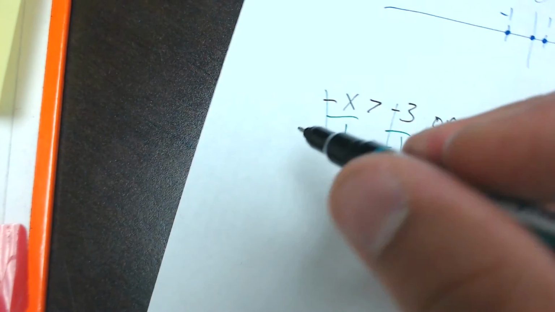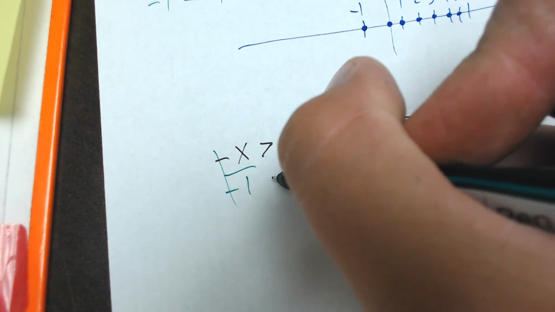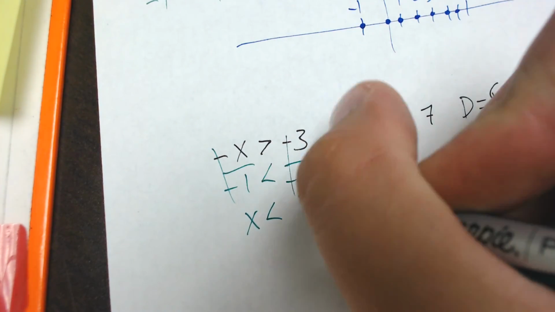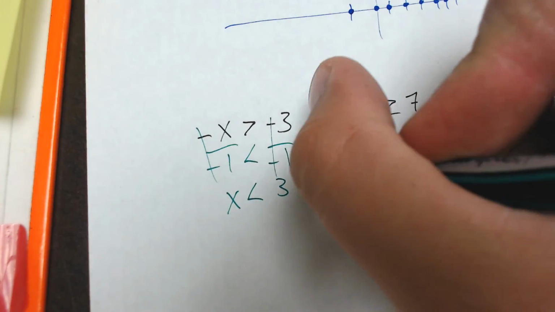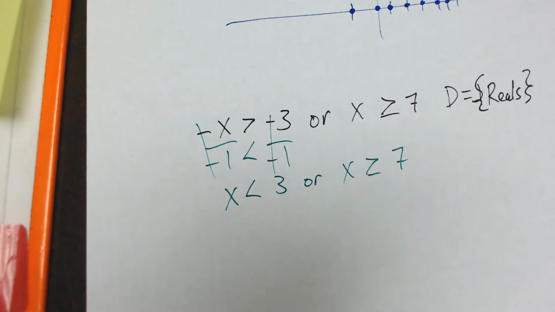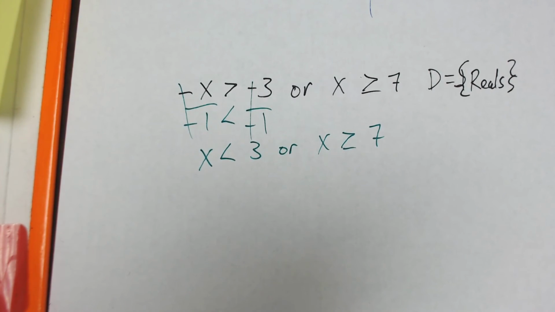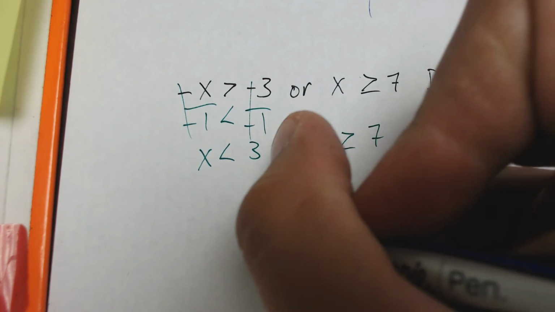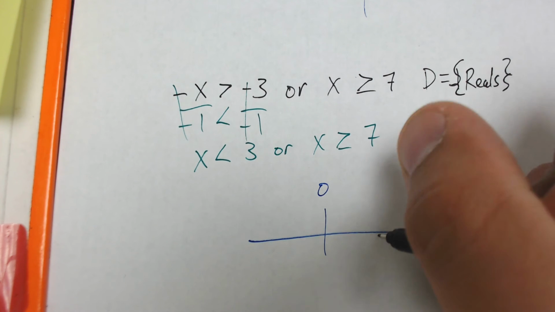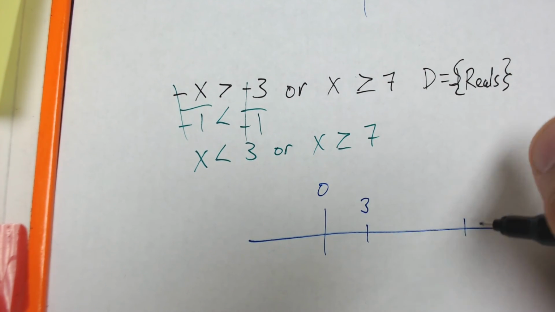So this negative will cancel, that negative will cancel, and the sign is going to flip and then become a less than symbol. So now this becomes x is less than +3, or this one is fine, x is greater than or equal to 7. So let's go ahead and graph this. Got my number line. I'm going to mark the number 3. I'm going to mark the number 7.